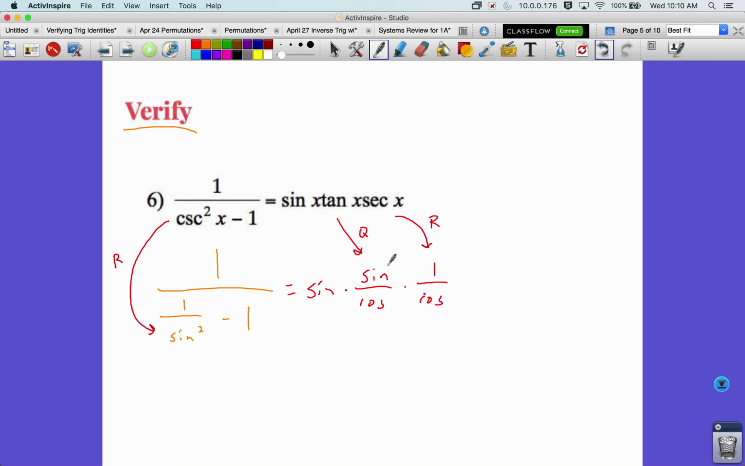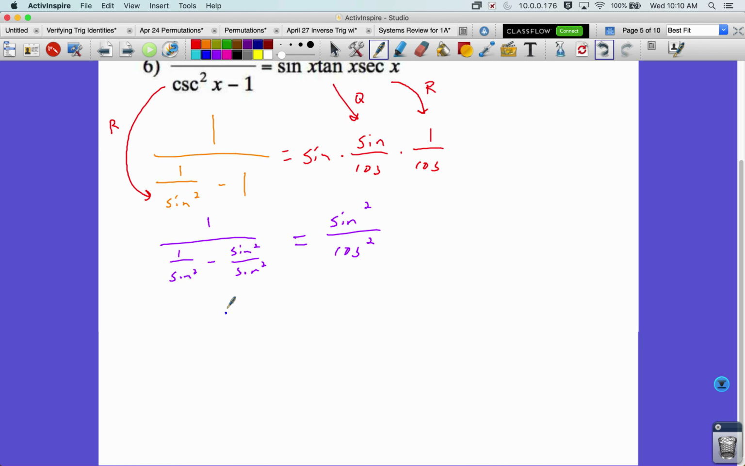Okay, can anything cancel over here? No, but we can combine this to be a sine squared over cosine squared. I could turn that back into a tangent squared, but I can probably match this more easily. So I'm going to turn this 1 here into a sine squared over sine squared. So now I've got 1 over sine squared minus sine squared over sine squared. This becomes 1 over 1 minus sine squared, all over sine squared.